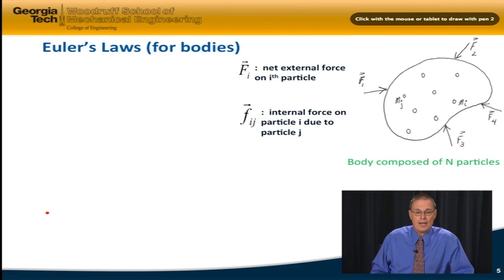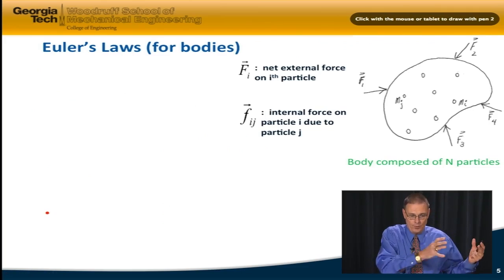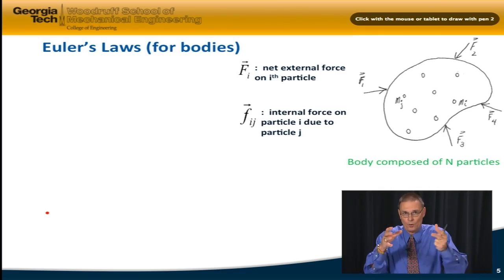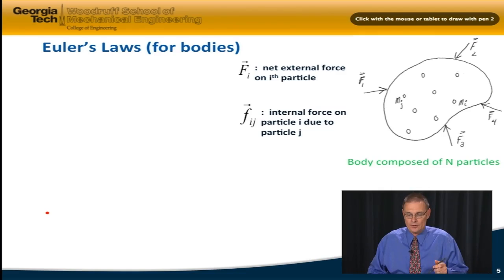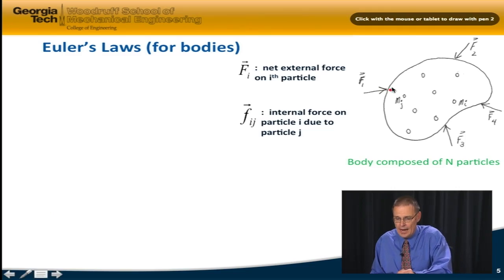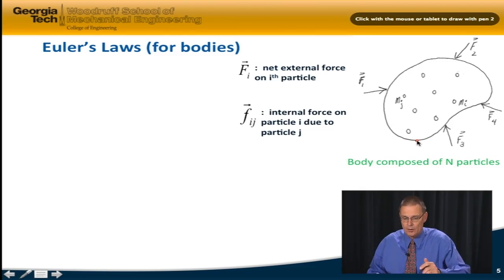So now let's extend these laws for particles to Euler's laws for bodies. We want to look at bodies as a whole, or systems of particles, and then on to bodies. And so here I have a body composed of capital N particles, where capital N is a large number. I've only drawn a few of these particles, but I could have millions of these little particles in this body. And so that's a system of particles.